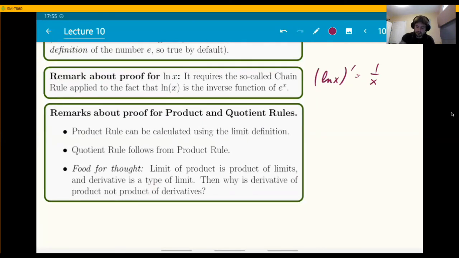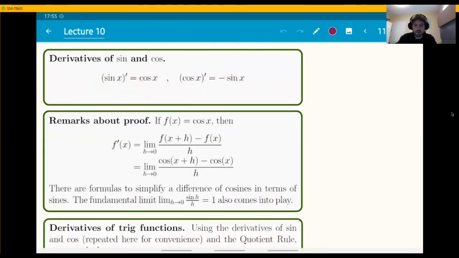But I will not mention any more words about proving things. We have to keep moving. We're almost done, actually. These two right here, again, you should accept. You should just memorize them. Derivative of sine is cosine. Derivative of cosine is minus sine.